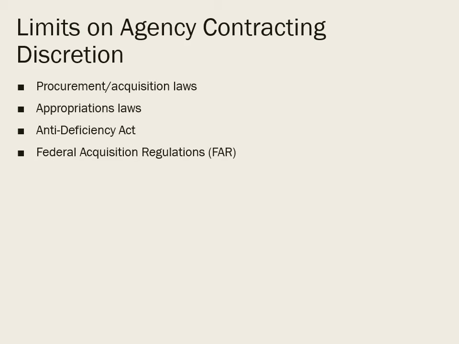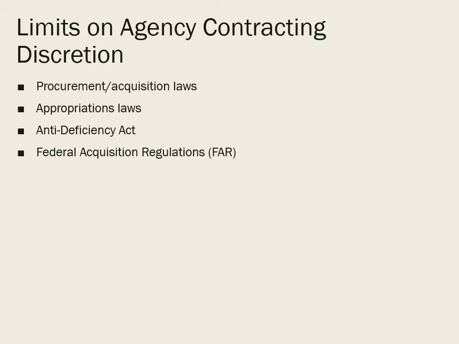So fortunately, we do have some limits on agency contracting discretion. We've got procurement and acquisition laws that really do serve to limit agency discretion in this area. So there is appropriations legislation, which is how Congress gives an agency funding. If Congress gives funds to NIH, National Institute of Health, and says you've got to use this for cancer research, then NIH has got to use those funds for cancer research.